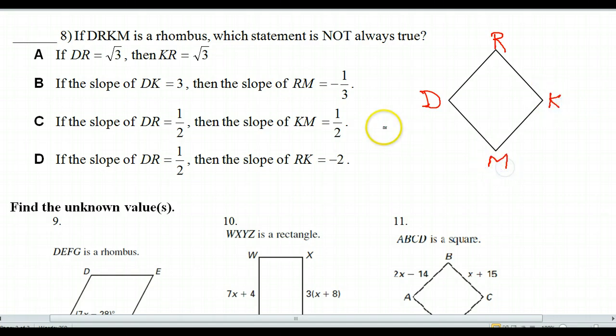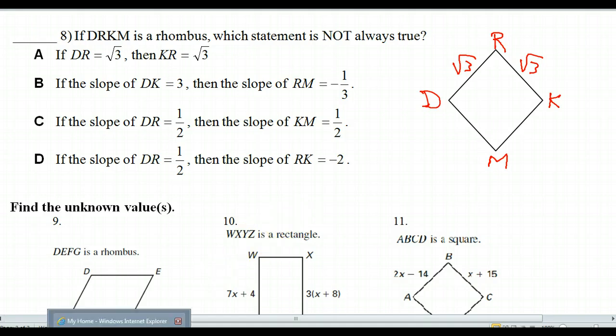But the letters are already given. Don't change it. All right, so looking at option A, side DR is radical 3. So I'll put a little radical 3 over there. If side DR is radical 3, does that mean that KR is radical 3 also? Yes, it does, because it's a rhombus.